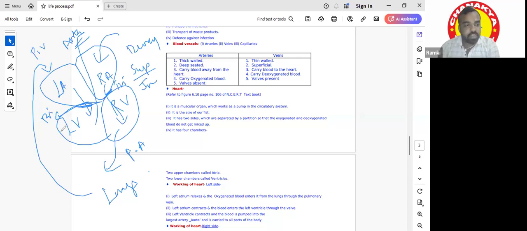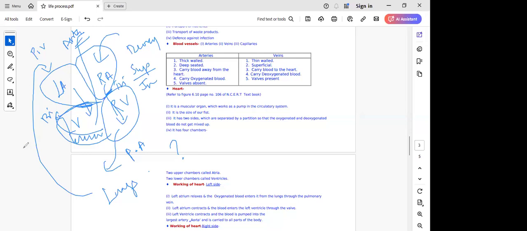One more question: the wall of the left ventricle is thicker than the right ventricle. Why? Do you have any idea? The wall of the left ventricle is thicker because it needs to pump the blood to the various parts of the body. Because of that, it is thicker in size. Is it clear, dear? Yes, sir.